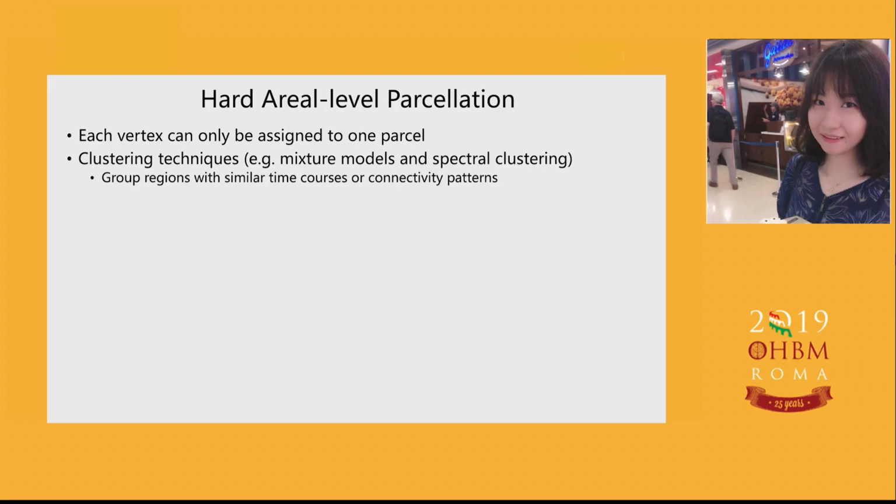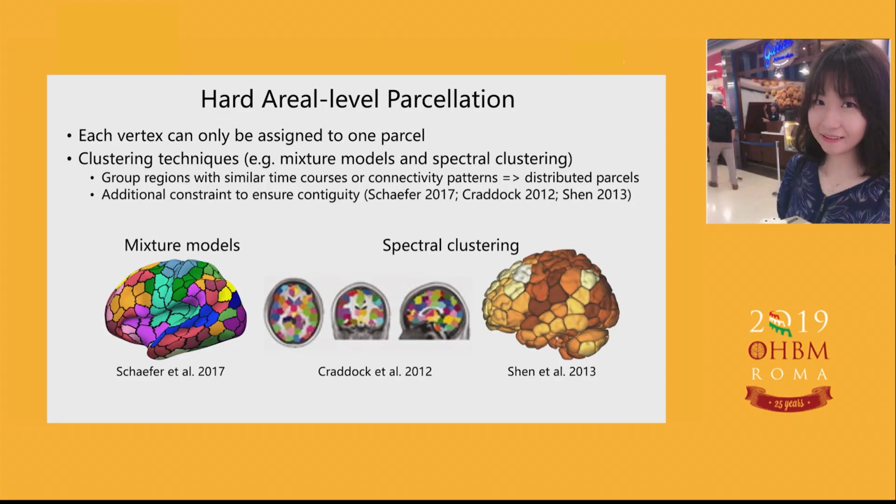The clustering techniques try to group the regions with similar time courses or connectivity patterns together. However, as I mentioned in the previous slides, two spatially far apart regions, for example, the posterior cingulate cortex and the medial prefrontal cortex, can have very similar connectivity patterns. If we group these two regions into one parcel, then this parcel will be spatially distributed. Therefore, most of the time we have to add additional constraints into our model to ensure spatial contiguity.